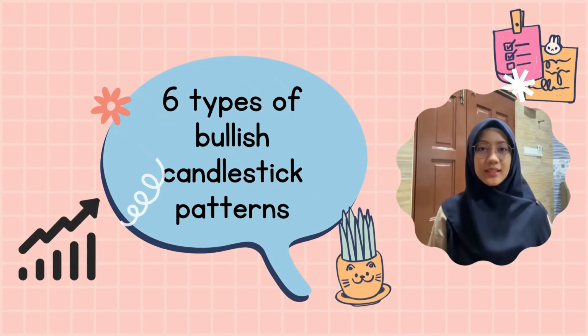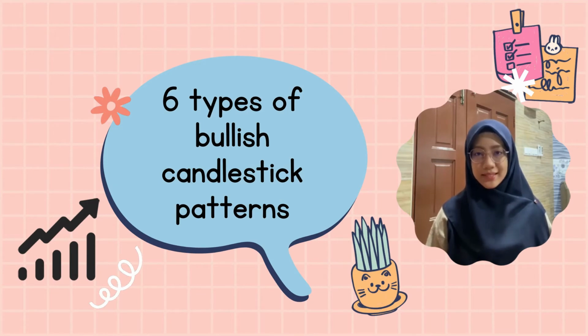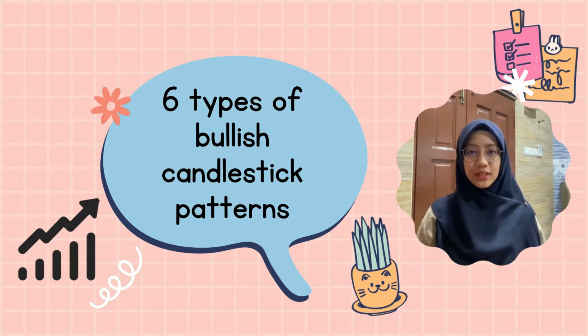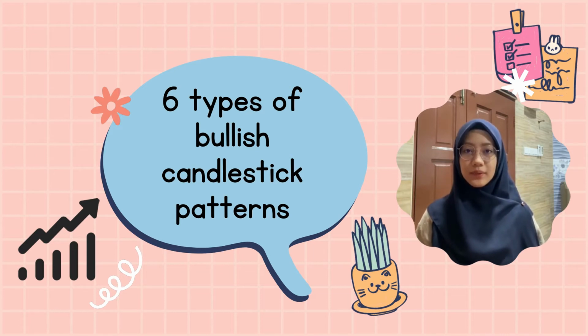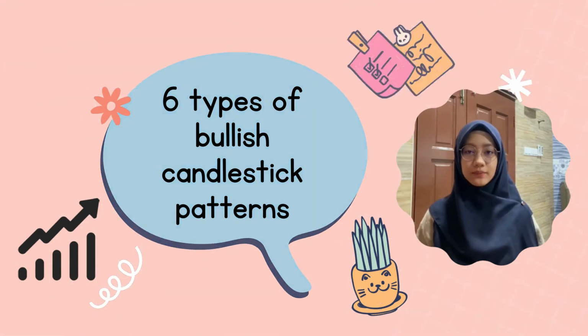First off are 6 bullish candlestick patterns. Bullish patterns may form after a market downtrend and signal a reversal of price movement. They are an indicator for traders to consider opening a long position to profit from any upward trend.